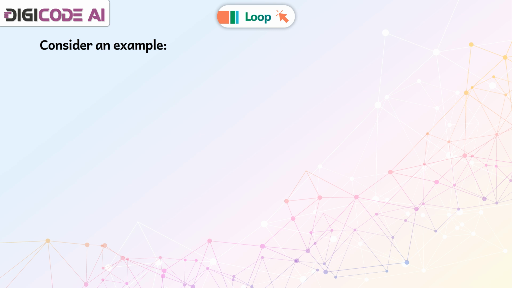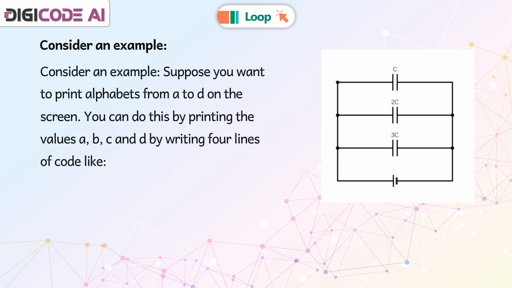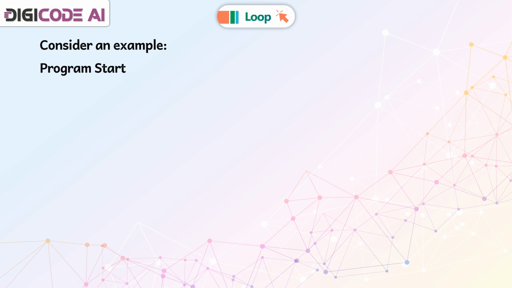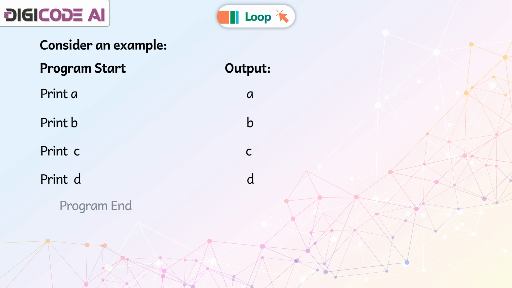Consider an example. Suppose you want to print alphabets from A to D on the screen. You can do this by printing the values A, B, C and D by writing 4 lines of code like: program start, output, print A, print B, print C, print D, program end.